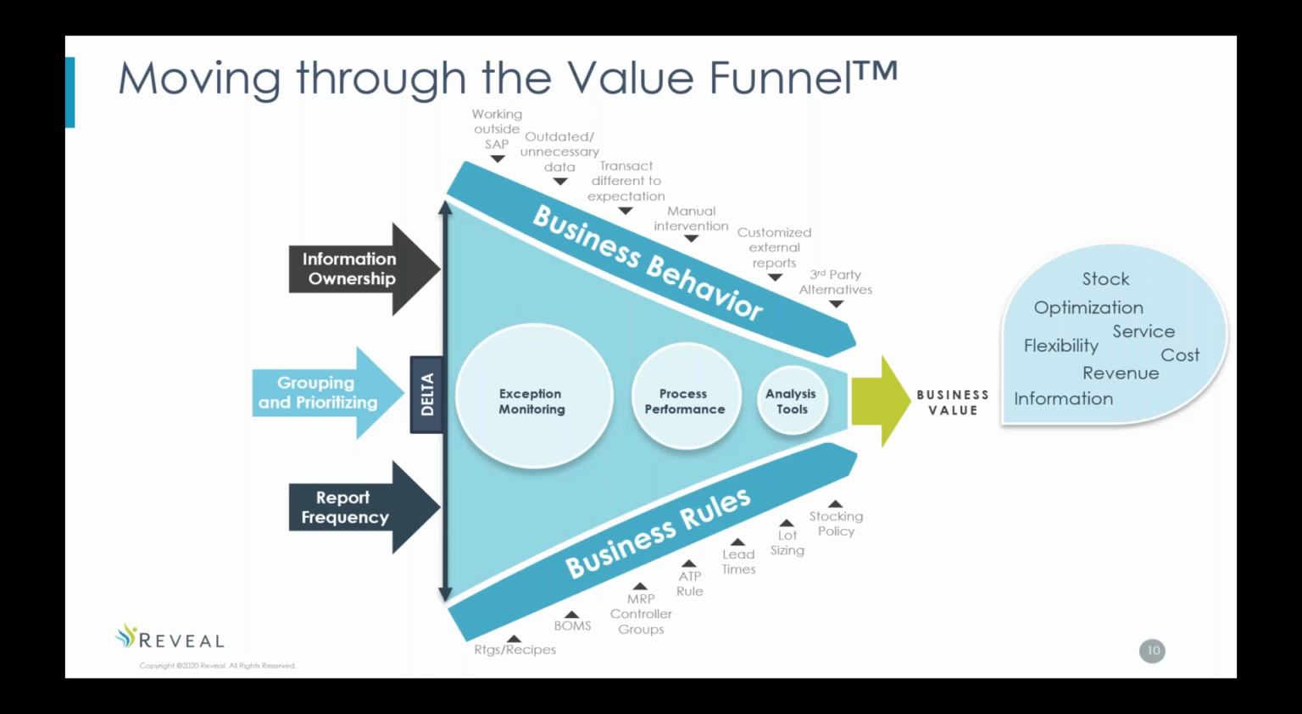So your objective must be to change that behavior, and you do so by ensuring that the business data, the business rules, so the bottom of that funnel, you're looking at things like your recipes, your BOMs, your MRP controller settings, your ATP checking groups and rules, your lead times, lot sizes, and so on.